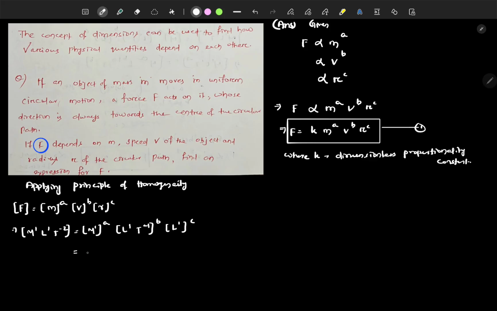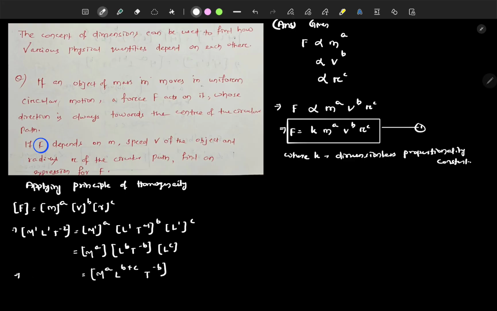Now solve it. M power 1 power a is M power a. Then into L power b T power minus b, and then L power c. After solving: M power a, L power b into L power c, L power b plus c, then T power minus b. Now see this thing.